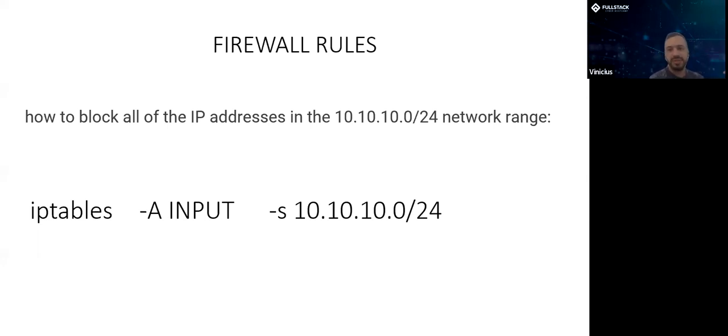10.10.10.10/24. That's the way that we say everything 10.10.10 dot something. I don't want it. And then -j drop. Very easy. It's basically the same thing.